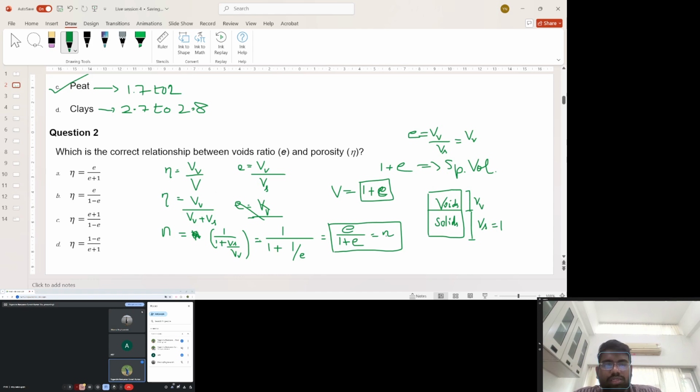Now porosity is nothing but, for a unit volume of solids, volume of voids by total volume. So if you take this ideal condition, e is the volume of voids, and total volume is 1 plus e. So this is another way of deriving it. Any doubt?